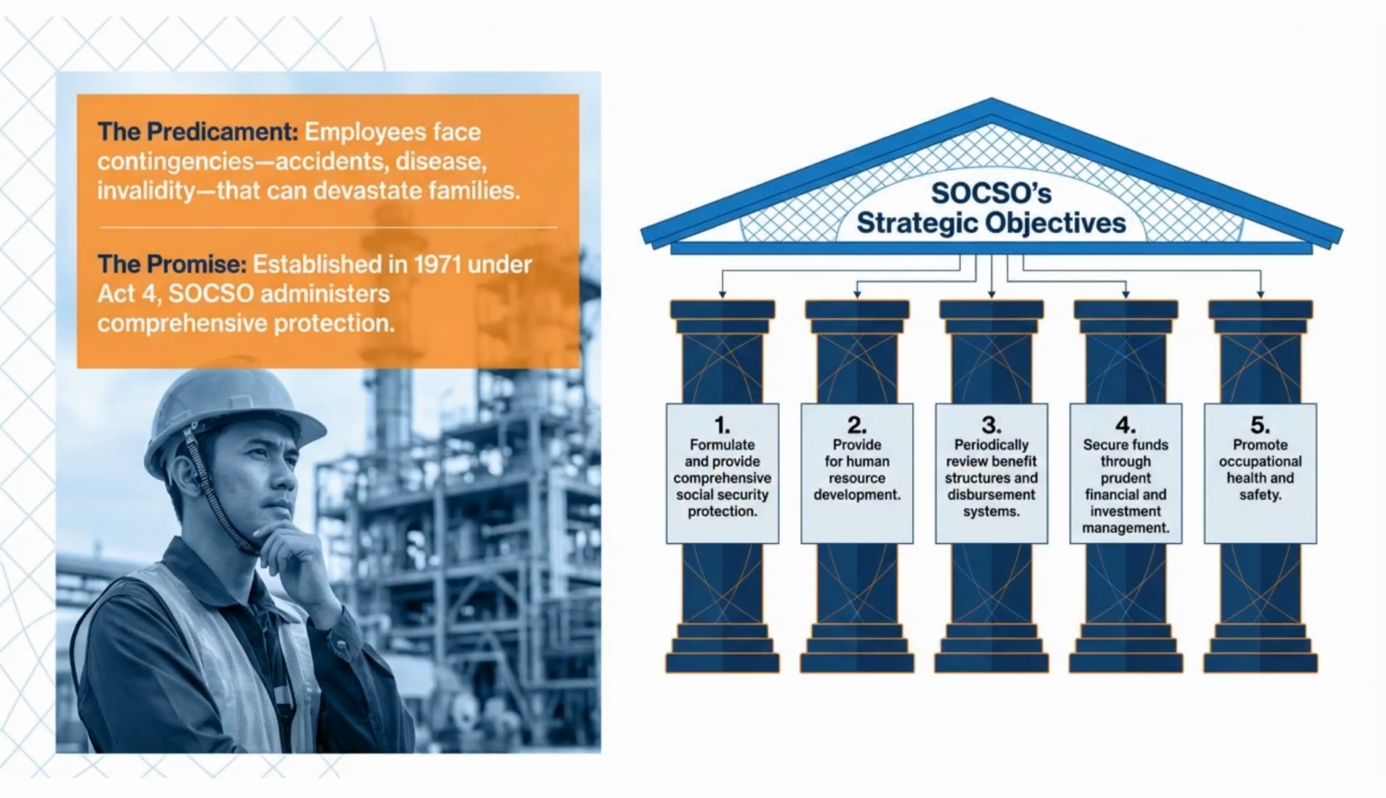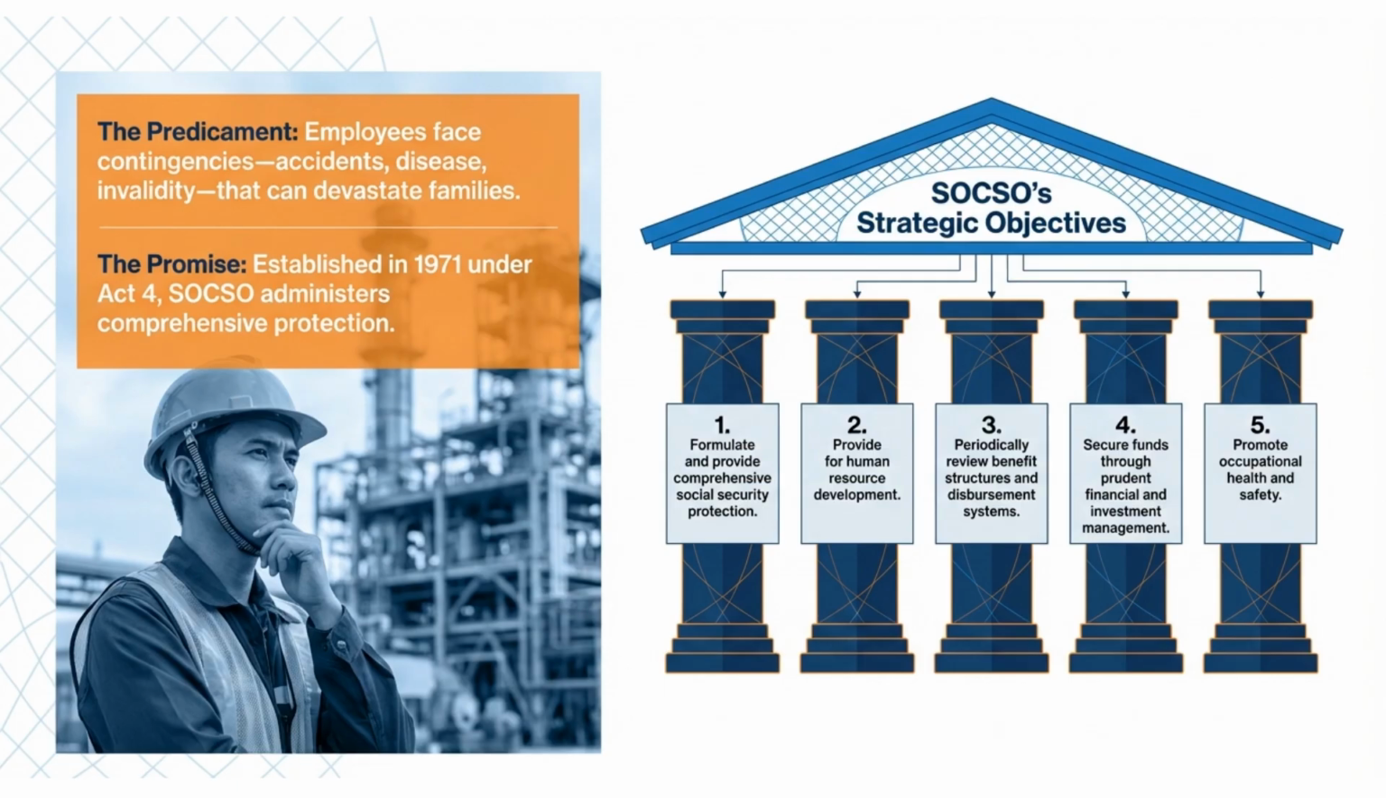Employees in Malaysia face a range of contingencies that can disrupt their livelihoods: workplace accidents, occupational diseases, and conditions leading to invalidity. These contingencies do not affect the employee alone. They impose severe hardship on dependents as well. Recognizing this predicament, the Malaysian government established SOCSO in 1971 to administer the Social Security schemes created under the Employees' Social Security Act 1969, Act 4.